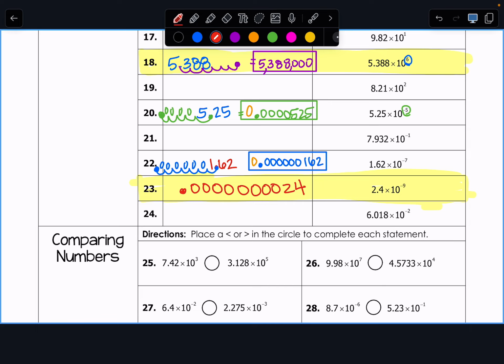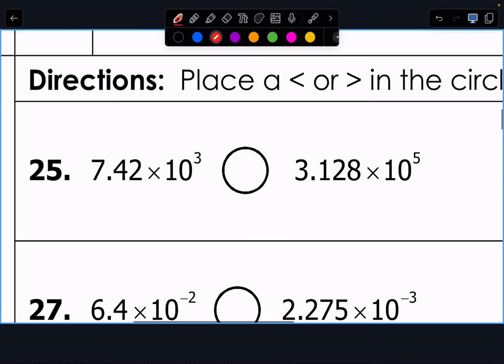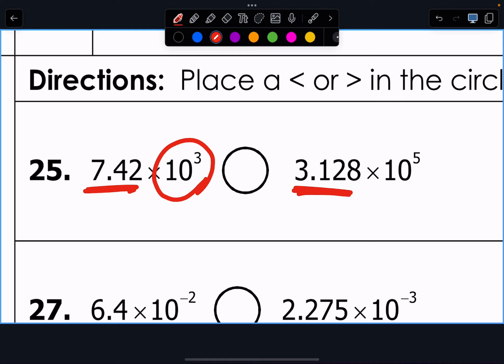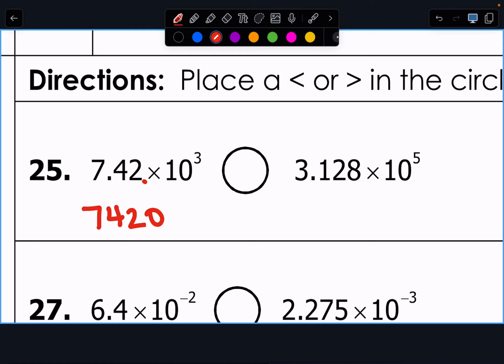Carlos asked a good question about these problems down here. Look at 25. How do I know which one's bigger? Is this what we need to look at first? No. We need to look at this right here. No matter what number is here, who's bigger, 10 to the 5th or 10 cubed? 10 to the 5th. This number would be 7420, and that would be this number. So we can simply look at the exponents. This has a bigger exponent, so it's going to be bigger.